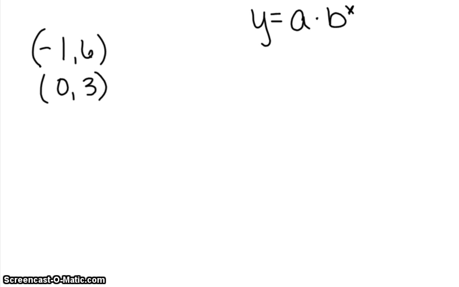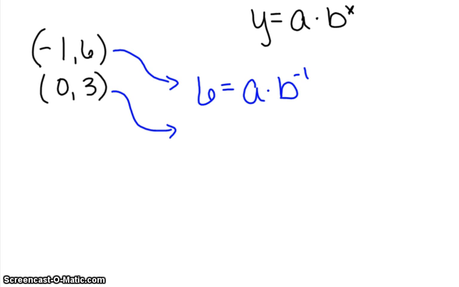Alright, so there's the original, or the general equation, and we want to know a and b. We know a y and we know an x, and we know another y and another x. So again, we're going to write both equations, plugging in the x and the y. So the first equation, remember, try to get the bigger y on top. So the 6 is bigger. 6 equals a times b to the -1. Second equation, 3 equals a times b to the 0, and we're going to divide.